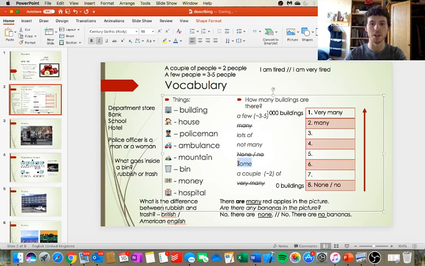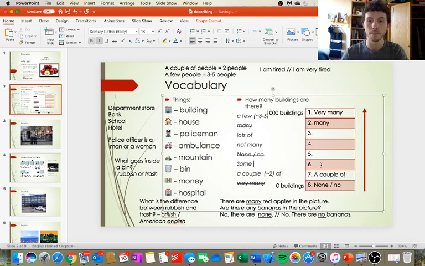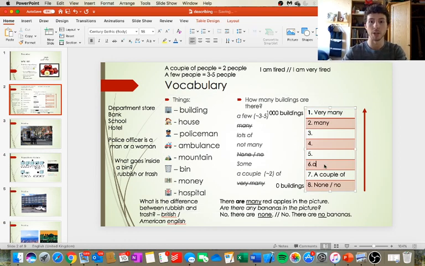So, and some is similar to not many. So a couple will go down here. A couple of people means 2 people, so just above 0. Then we have a few. A few people, 3 to 5 people.